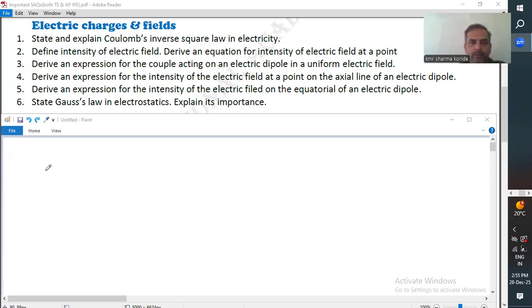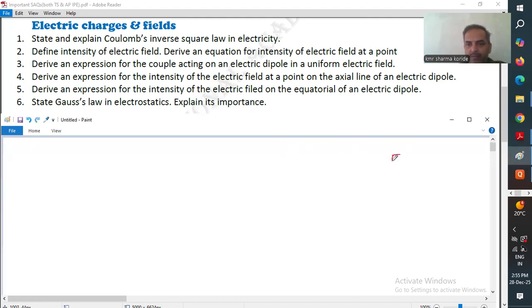So first, you remember the intensity of electric field at a given point is 1 by 4 pi epsilon naught q by r square, where r is the distance from the respective charge. So this you need to remember. So first thing is, what is the axial line? Axial line means first you draw the dipole.